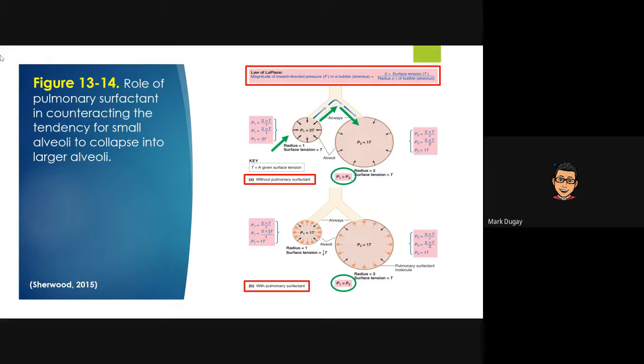So if the surface tension increases, the inward directed collapsing pressure also increases. The same happens if one of these decreases, because these are directly related to each other. Whereas if the radius of the bubble increases, the inward directed collapsing pressure decreases, or the other way around, because these are inversely related to each other.